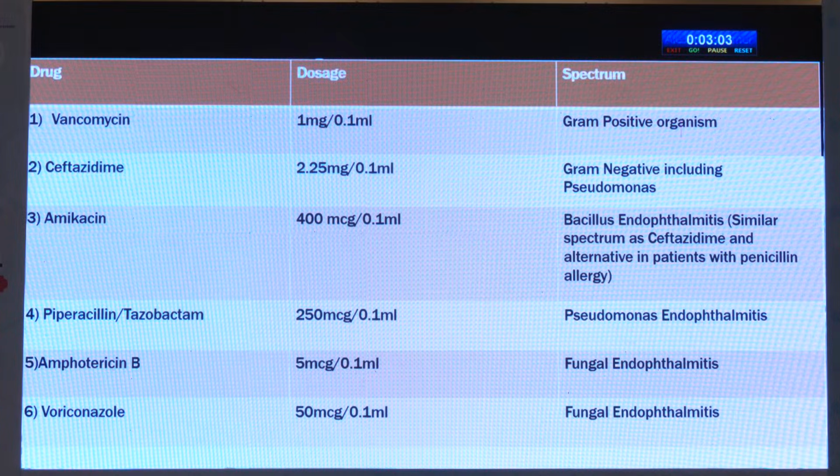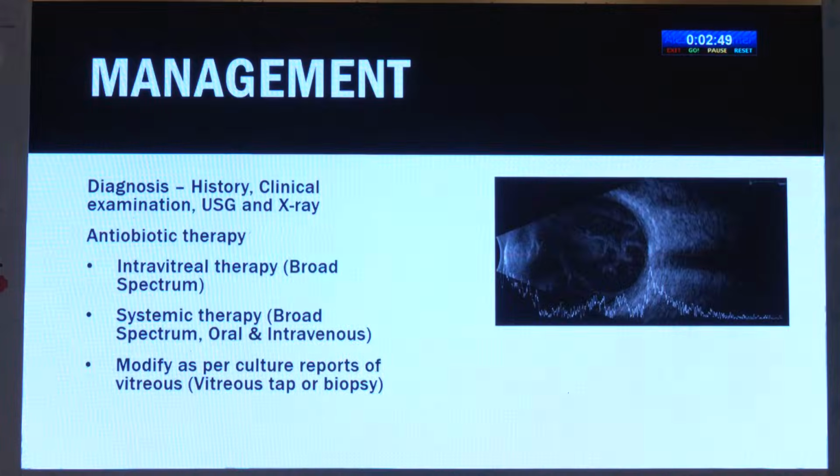So these are the commonly used antibiotics that we use. A new addition to this would be caspofungin, which is again at the dose of 50 micrograms per 0.1 ml for fungal endophthalmitis. So how do we manage these patients?